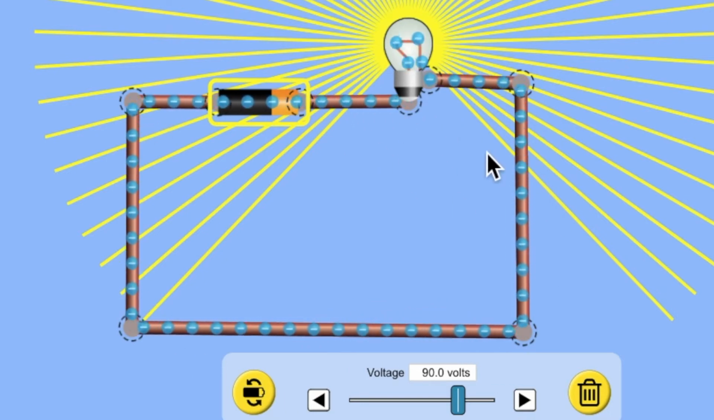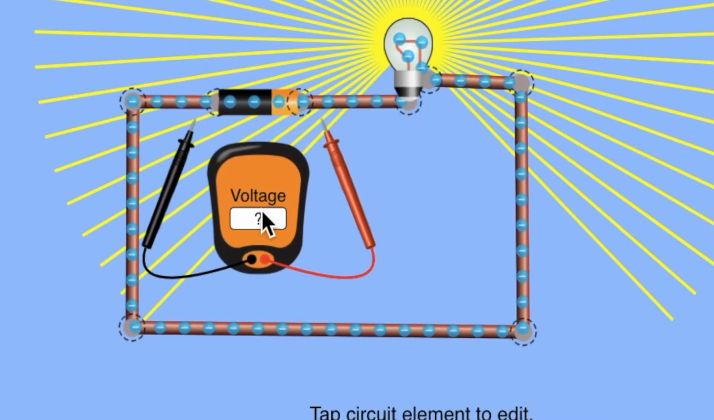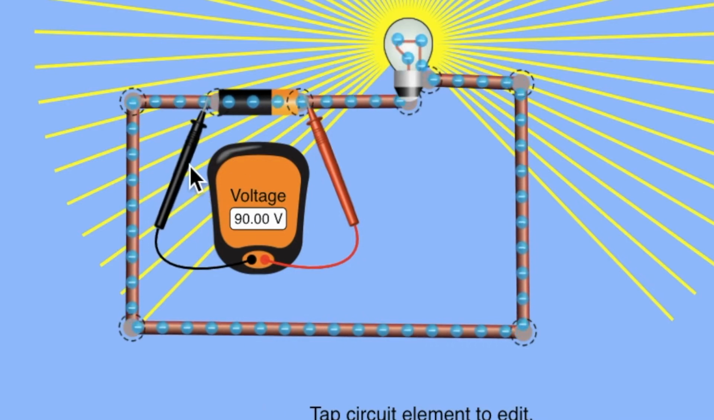And because we have more of this electrical energy, this light bulb actually has the ability to become brighter. It can do more work for us. So this is the result of this increase in voltage. Now we can measure this. We can take the voltmeter again and attach it there and measure the voltage across this battery. You can see it's got a voltage of 90 volts, just like we set it.